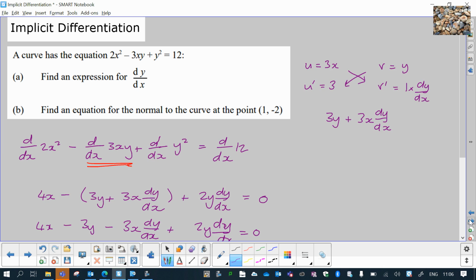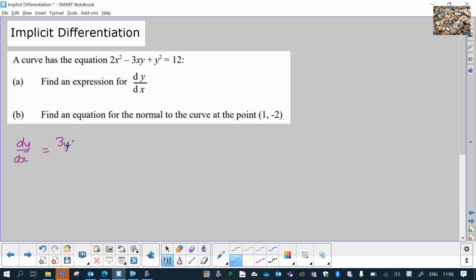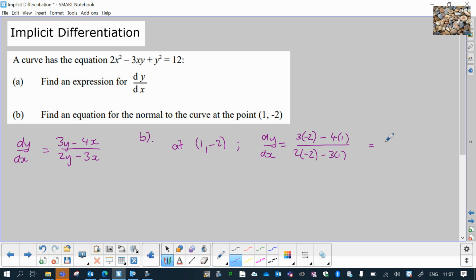3y minus 4x over 2y minus 3x. So there is our dy by dx. And we're being asked to find the equation for the normal to the curve at the point 1, minus 2. So at 1, minus 2, dy by dx equals whatever we get when we substitute those in. So 3 lots of minus 2, minus 4 lots of 1, over 2 lots of minus 2, minus 3 lots of 1, which is minus 10 over minus 7, which is 10 over 7.